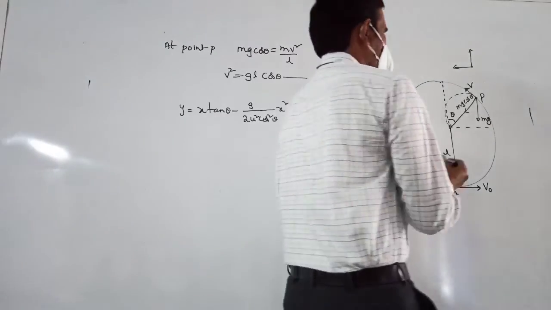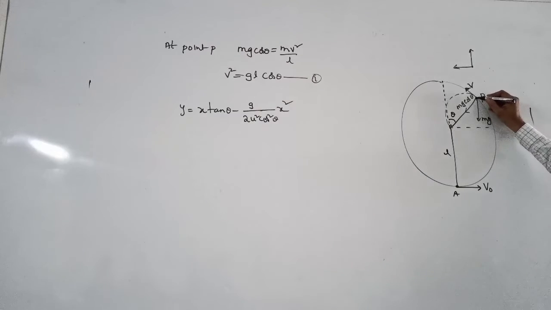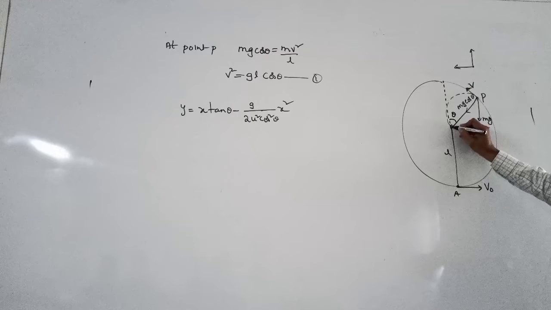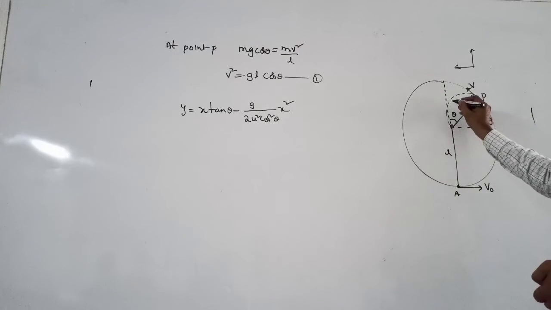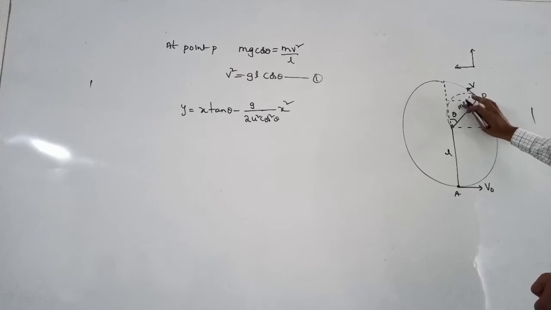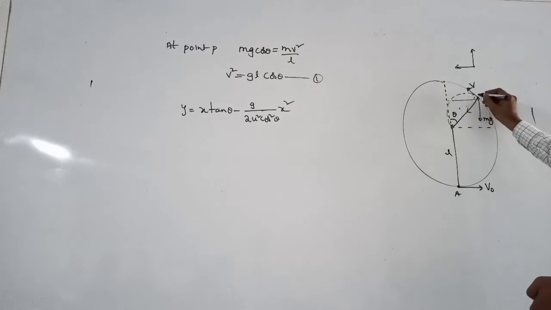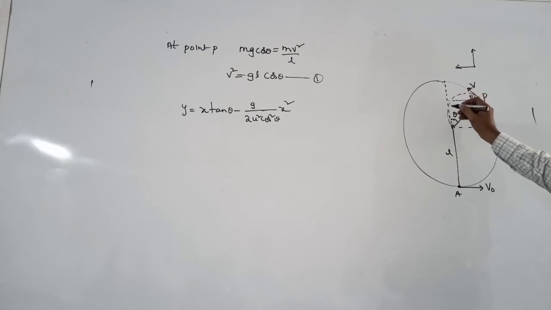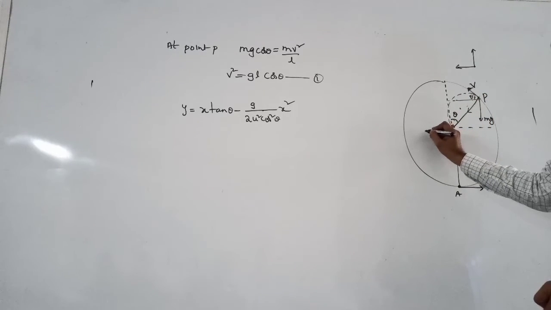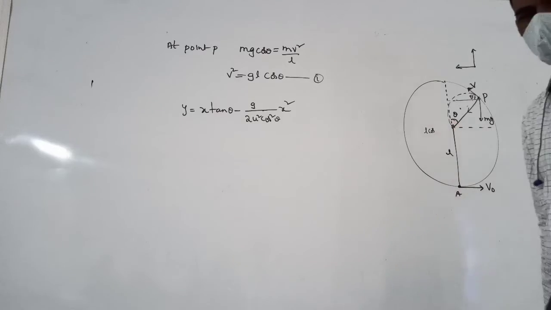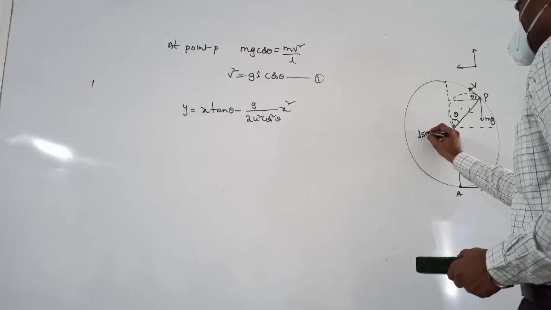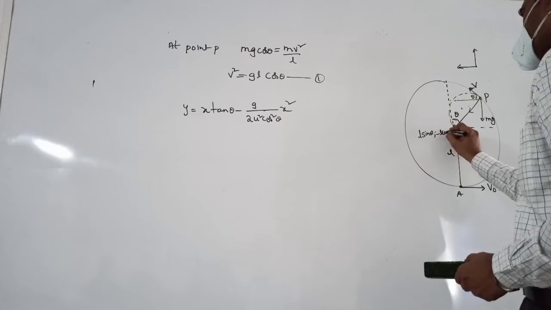The coordinates of that point with respect to the origin: this angle is theta, so this is L cos theta and this will be L sin theta. Then the x coordinate will be L sin theta, and the y coordinate will be minus L cos theta. I am taking the positive x axis like this and the positive y axis like this. So let us substitute those values here.